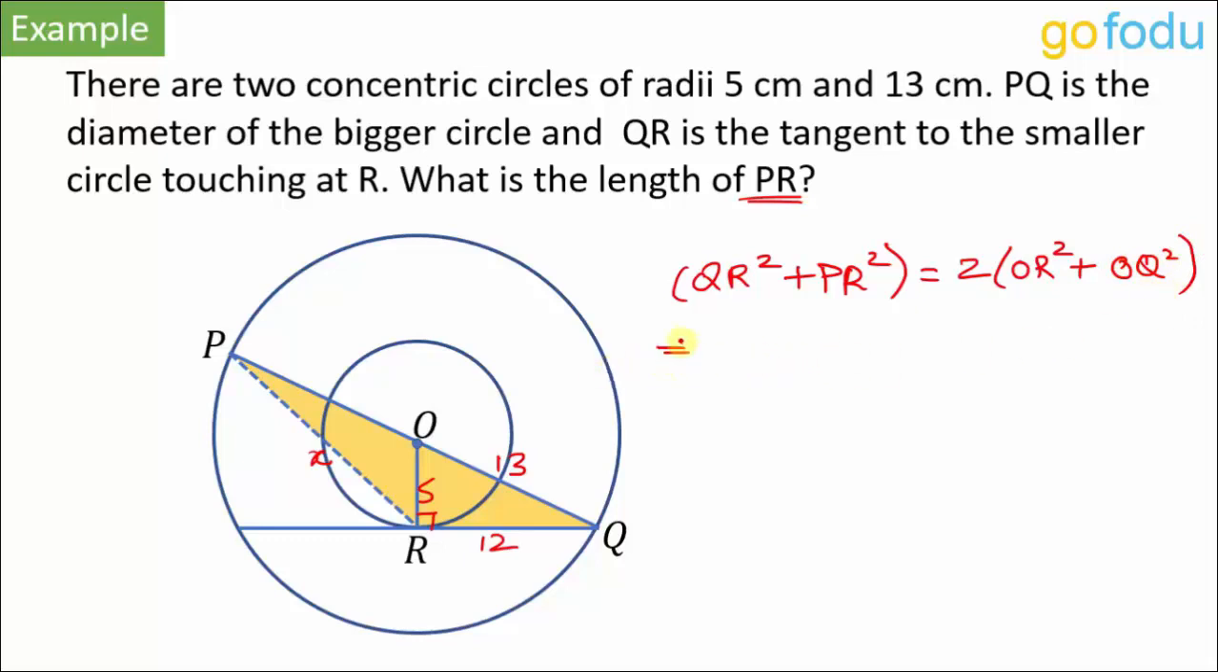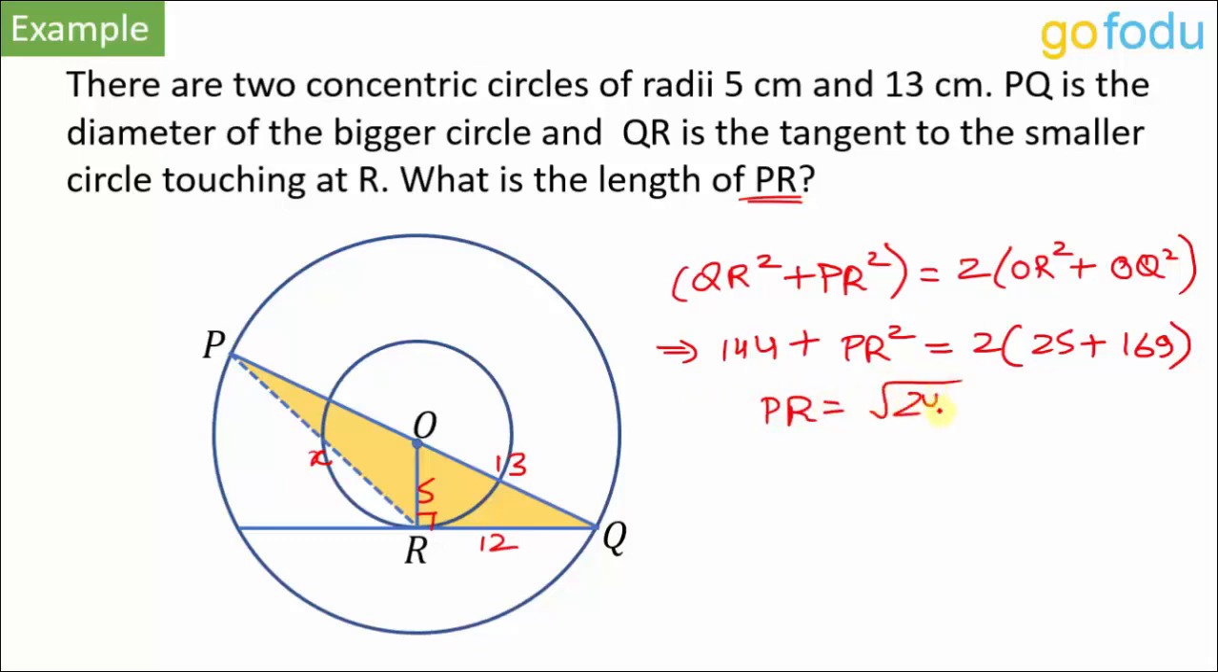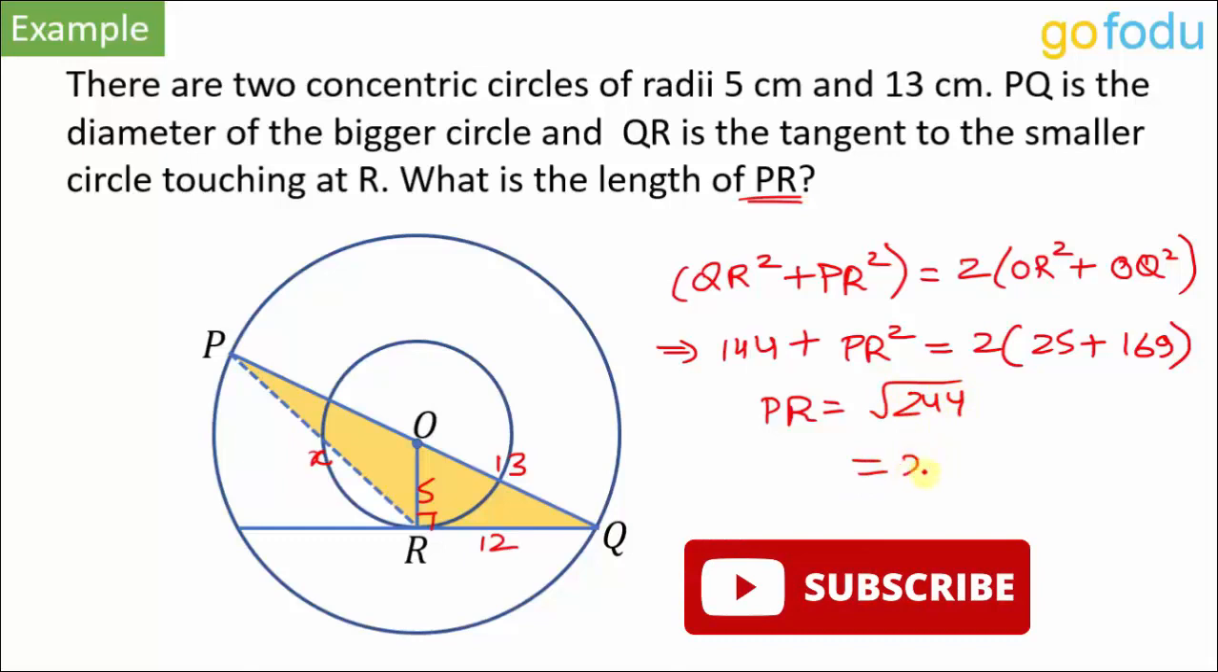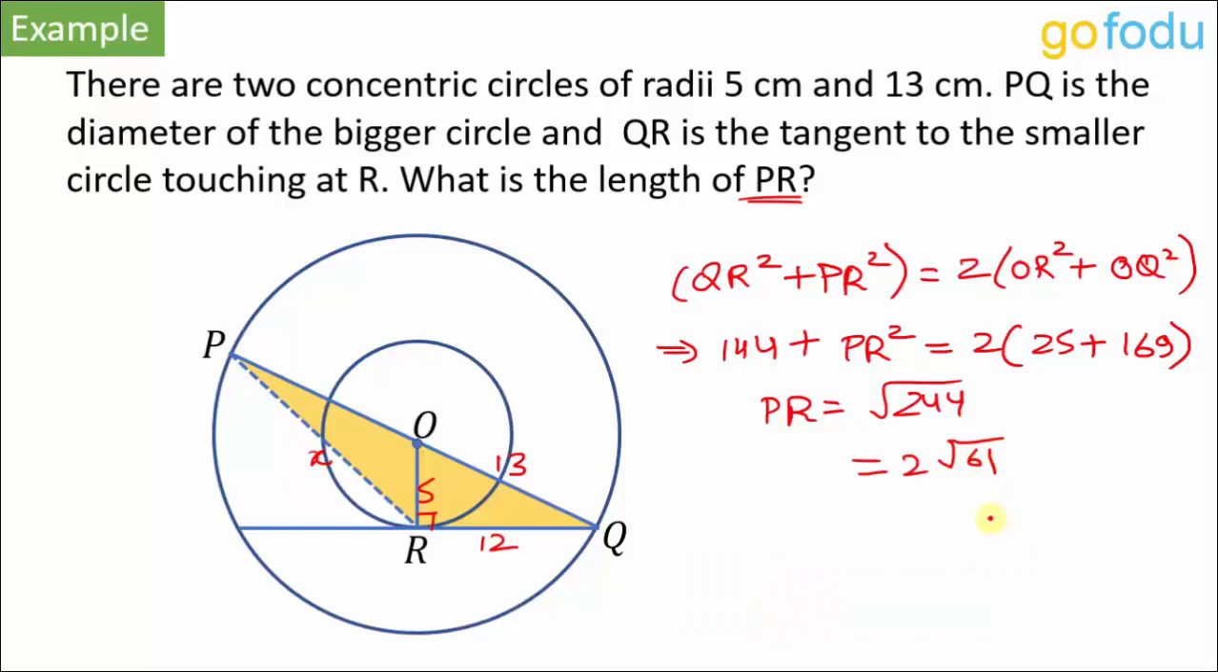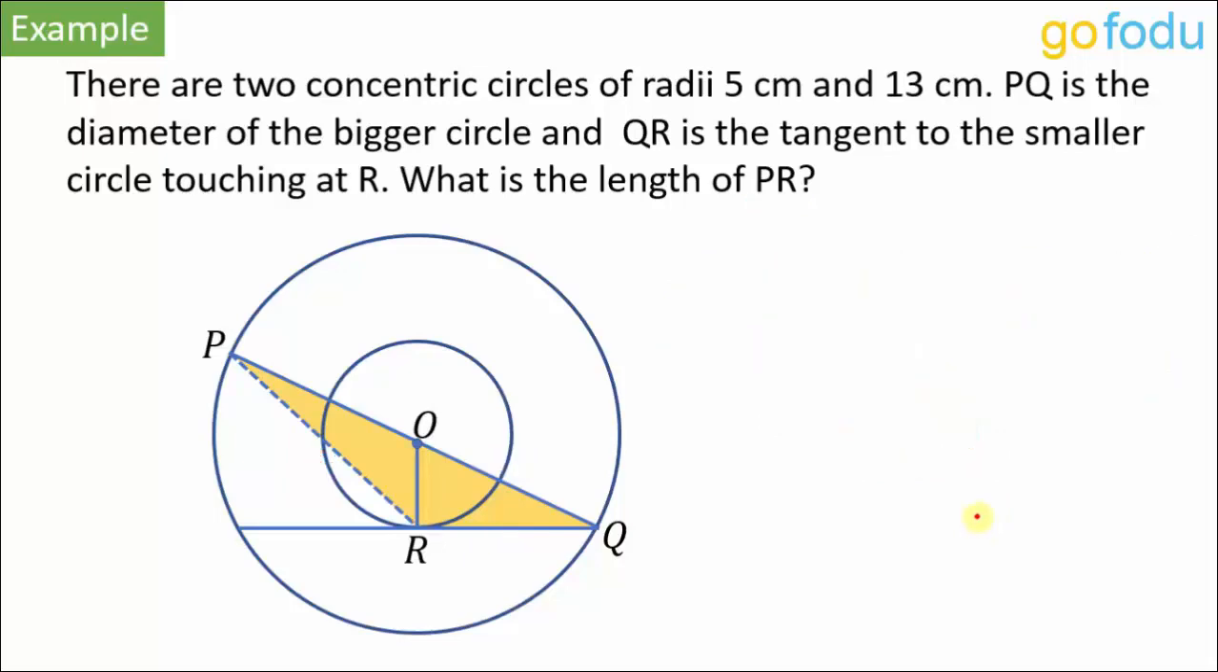Put the values. QR is 12, QR square is 144 plus PR square, which we have to find, is equal to 2 times OR square, 5 square, 25, plus OQ square, 13 square, 169. This will give you PR square as 244. PR will come out to be root 244, that is nothing but 2 root 61. Okay. So whenever sides of a triangle and length of median is involved, Apollonius should be your go-to formula. Let's move on to the next question.